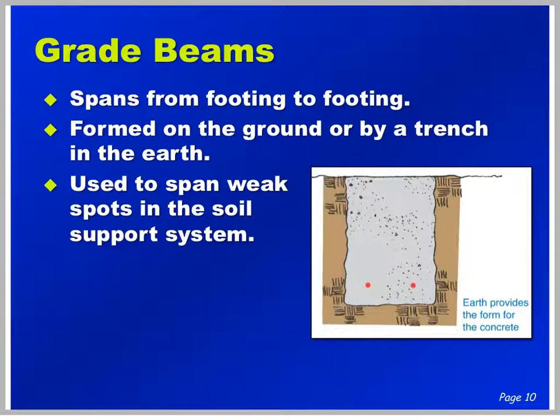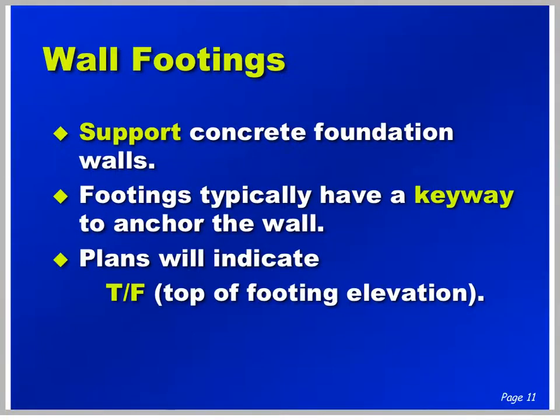The grade beam is one of the simplest forms of building support. It is trenched into the earth, and the earth is used as temporary support while the concrete is placed into the trench. Wall footings are similar. They can be earthen formed or formed above grade. They are continuous and are the support under a concrete or masonry wall.